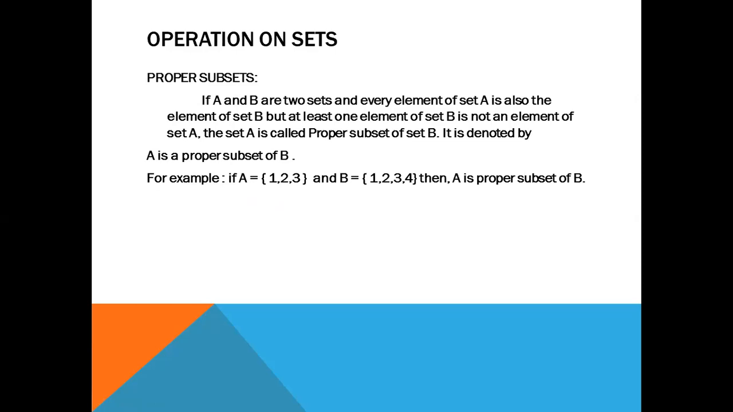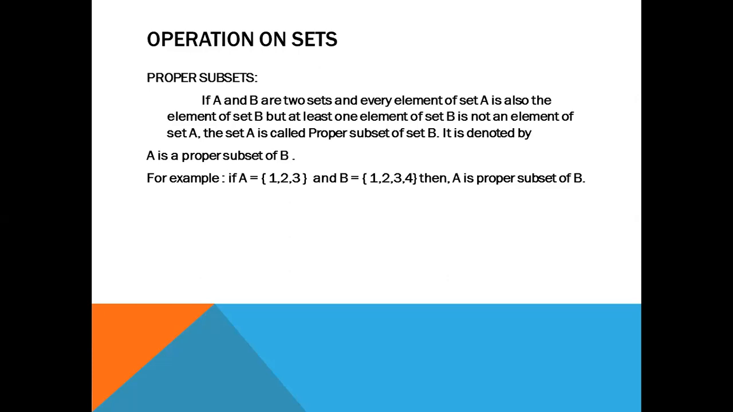Proper subset. If A and B are two sets, when we are defining a subset, we always make a comparison between two sets. Same here, proper subset: if A and B are two sets, then every element of set A is also an element of set B, but at least one element of set B is not an element of set A. Due to this definition, B will be the larger and A the smaller set. At least one element will be in B which is not present in set A.